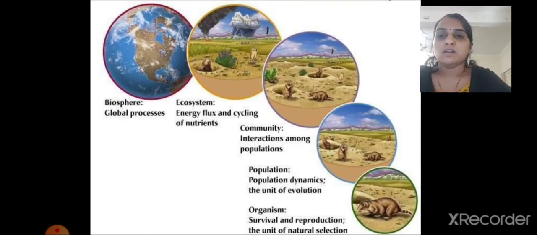Then organism, survival and reproduction. The unit of natural selection is called the organism, because when the living organism tries to survive, it struggles for survival, and it also tends to reproduce. This survival habit as well as reproduction habit of the living organism is an important thing with which they increase their population and try to survive through their next few generations.